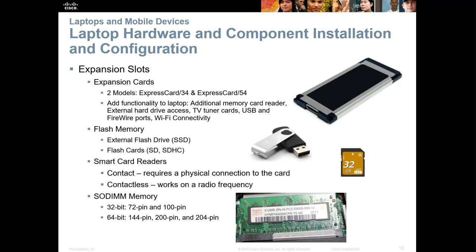There are some examples of functionality that can be added when using ExpressCards: an additional memory card reader, external hard drive access, TV tuner cards, USB and FireWire ports, and Wi-Fi connectivity. To install the card, you insert the card into the slot and push it all the way in. To remove the card, you would press the eject button.